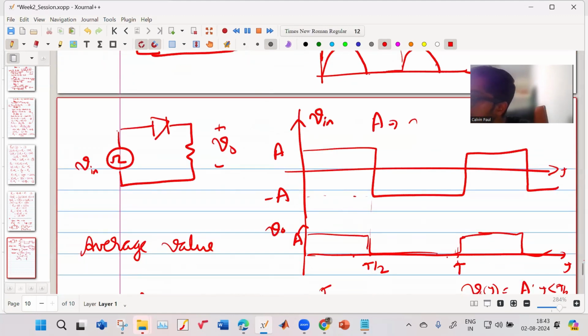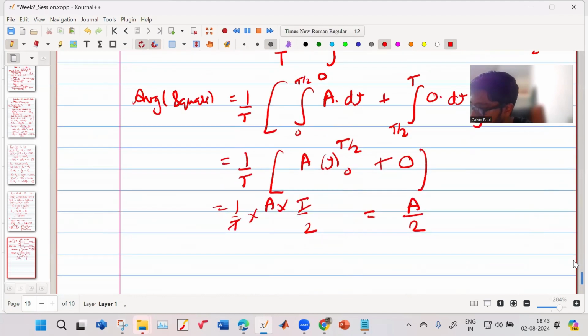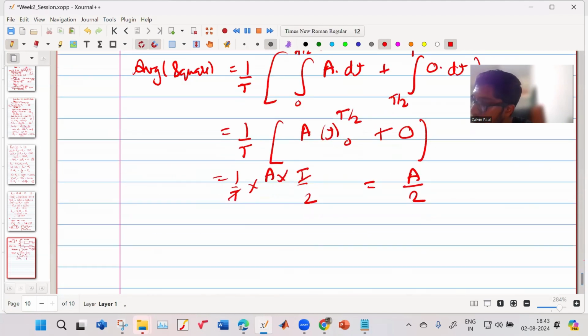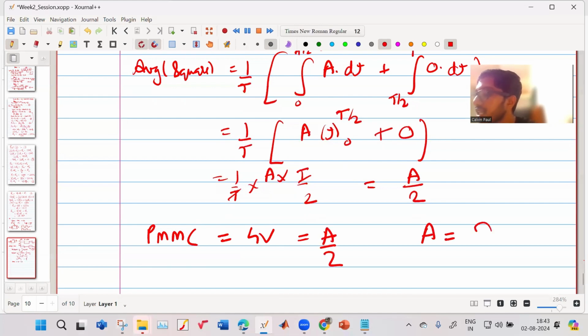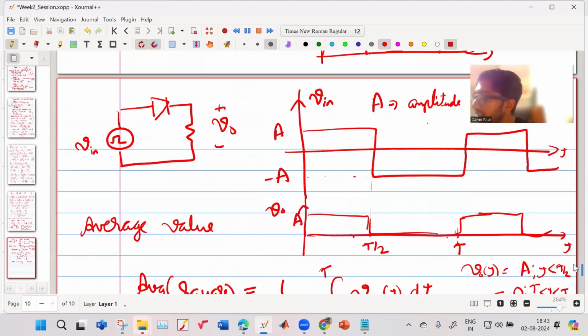Okay. So you must understand that this A is the amplitude. This is the amplitude of your wave, in both your AC wave and in your DC wave. Now you found out the average value is A by 2. So your PMMC has measured the voltage to be 4 volt, and it is actually equal to A by 2. So that means your A is actually 8 volt. So using this method, you can tell that this waveform had an amplitude of 8 volt.